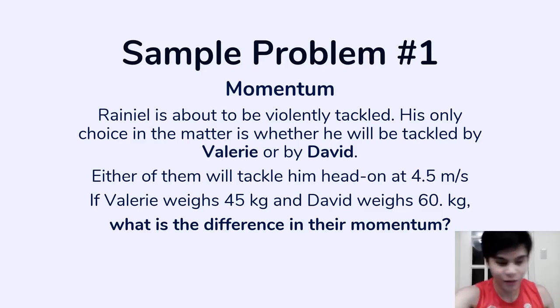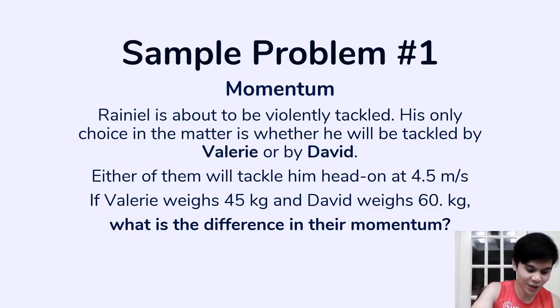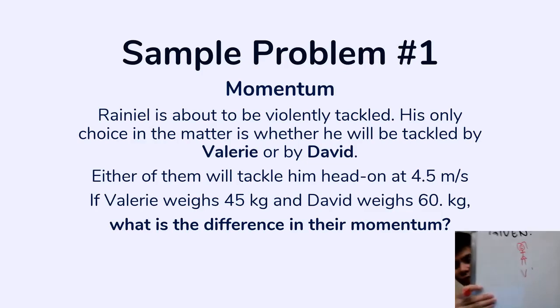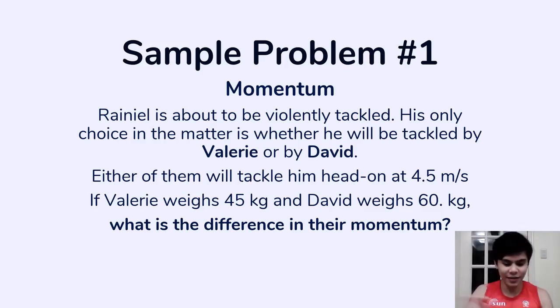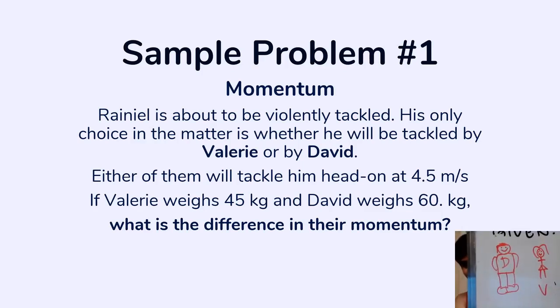And then we have Valerie. I can't draw, so this is not going to be very accurate. Forgive me, Valerie. We have Valerie symbolized by V, and then David, Mr. David, big boy. Of course, we're going to symbolize him with the first letter of his name, the D.